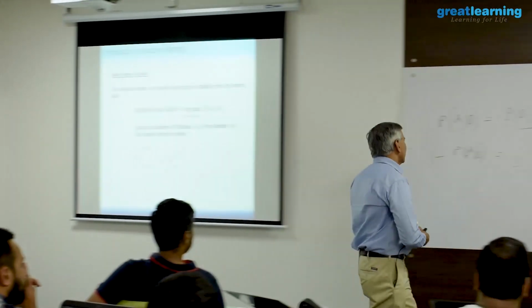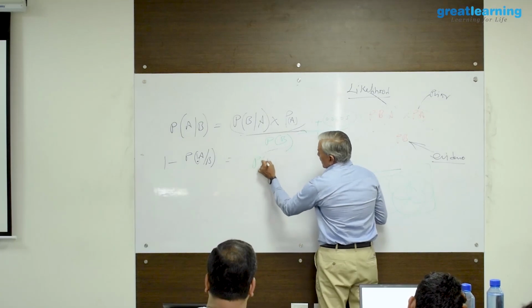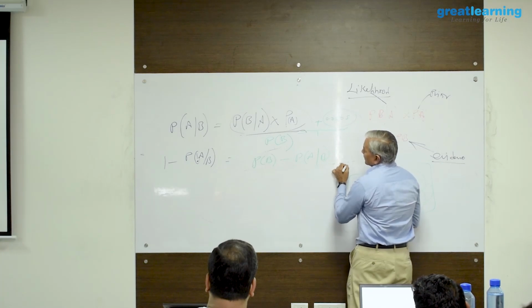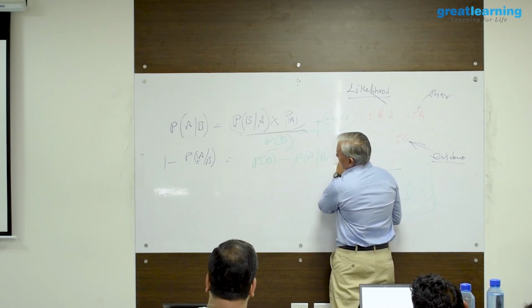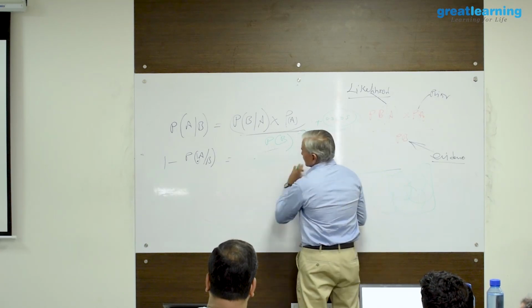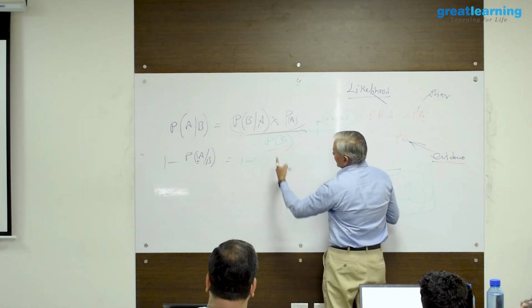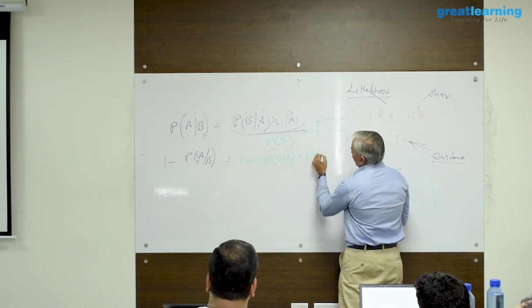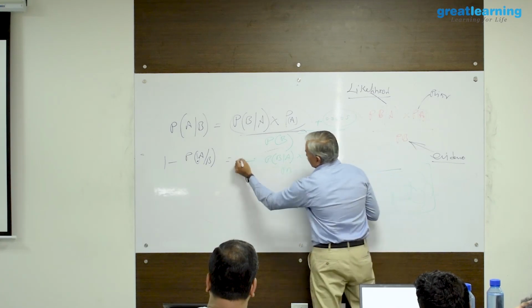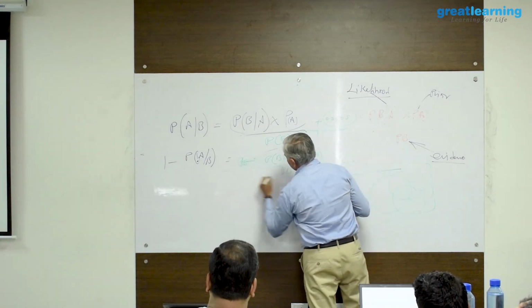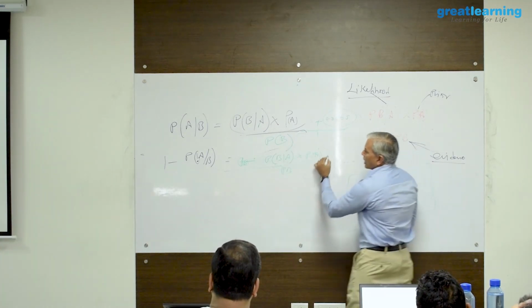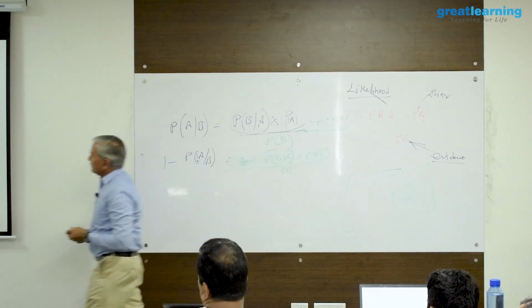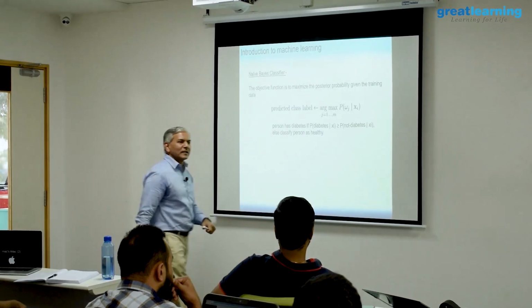So let me rewrite the numerator here. So this is PB minus PE given B. No, B given, correct. It's the opposite. 1 minus PA given B into PA by PB. So this whole thing will become PB. Now argmax compares this with this, and whichever is greater than 0.5, that class will be assigned to the test label.